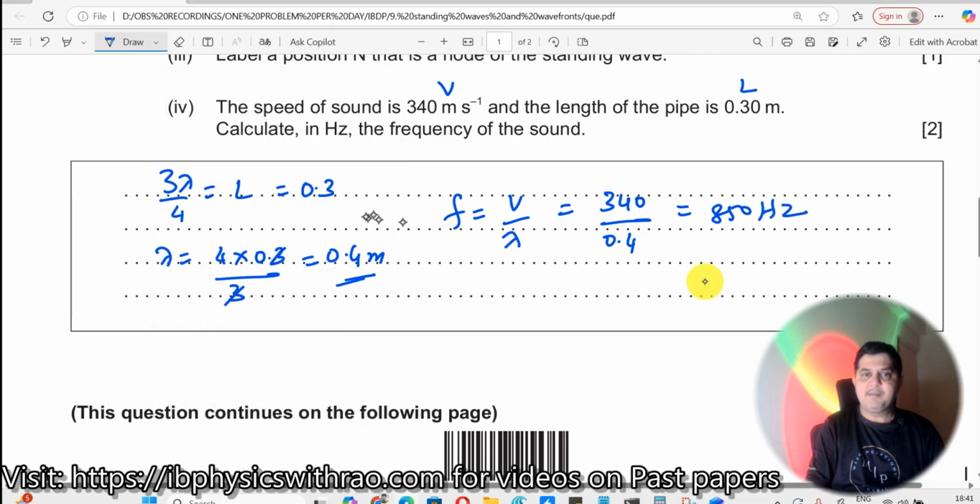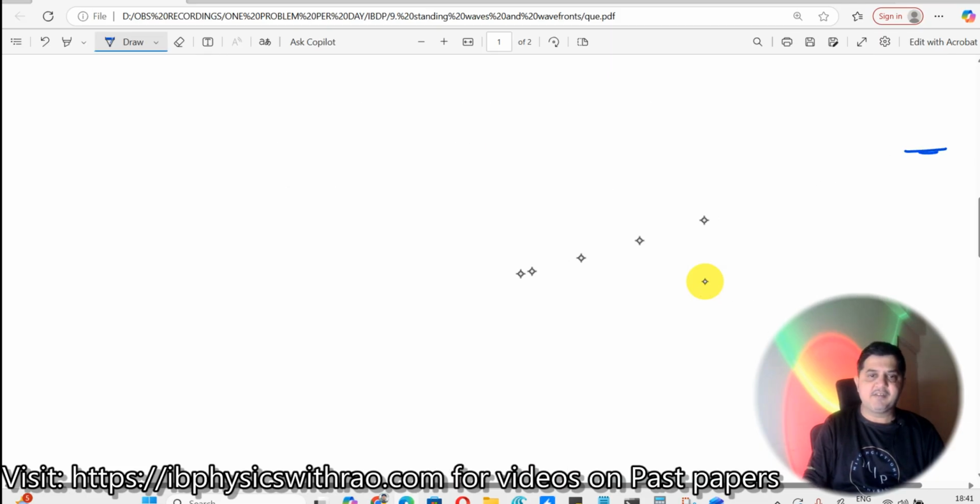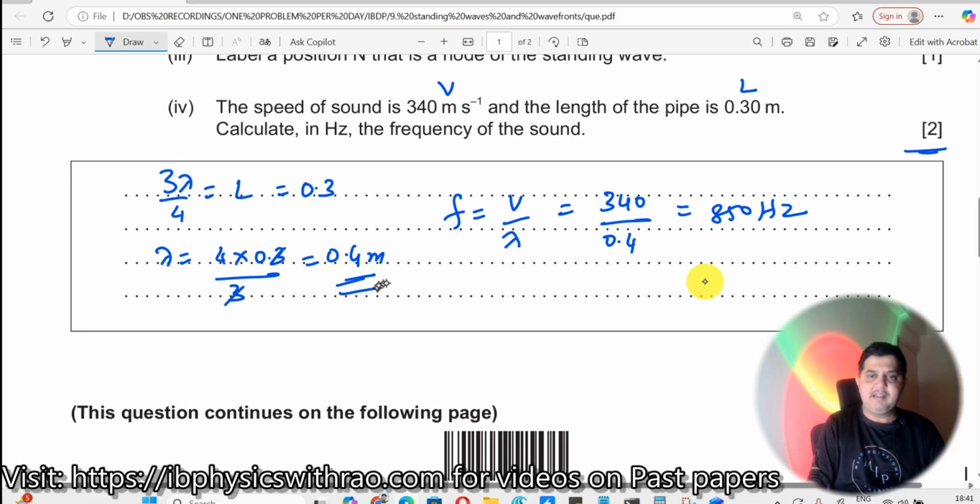850. How is the mark distributed? This is for 2 marks over here. So 1 mark would be in the calculation of the lambda, 1 mark in the calculation of the frequency. Okay, next.